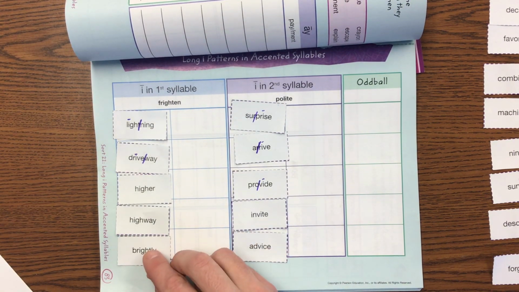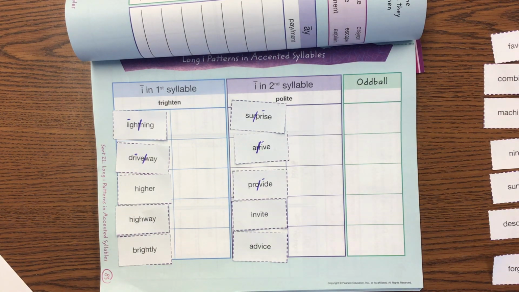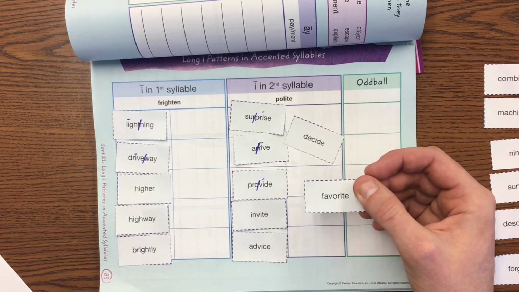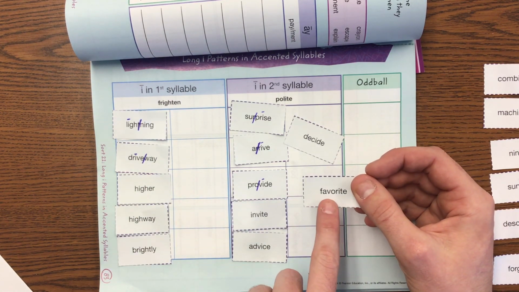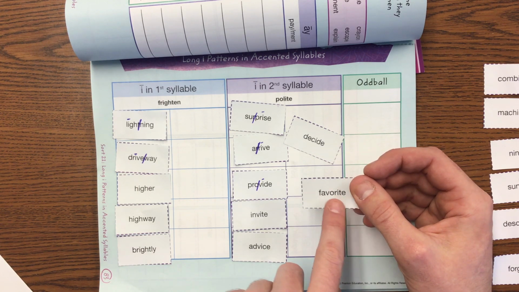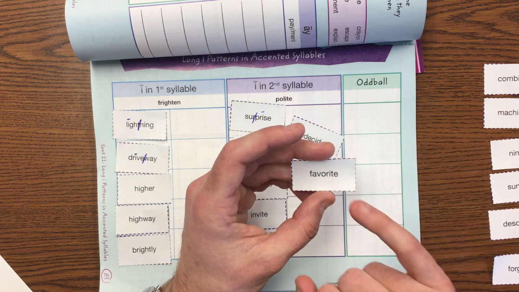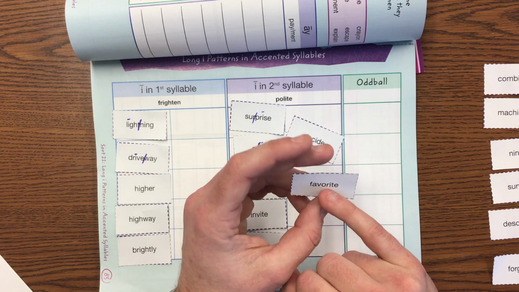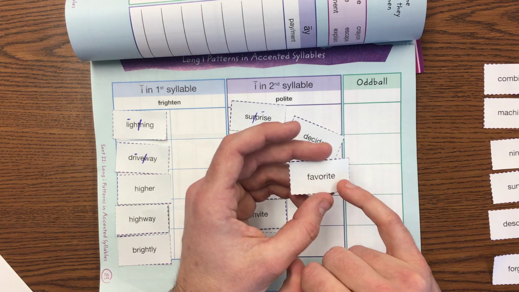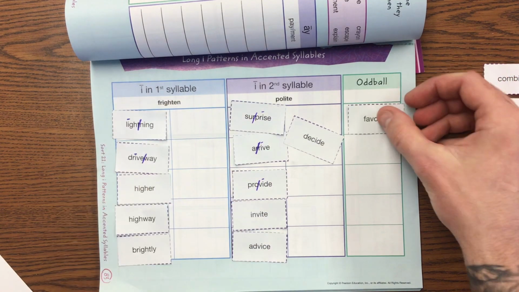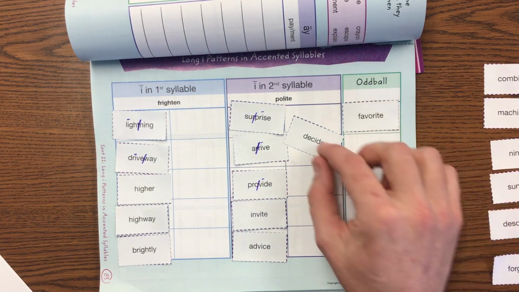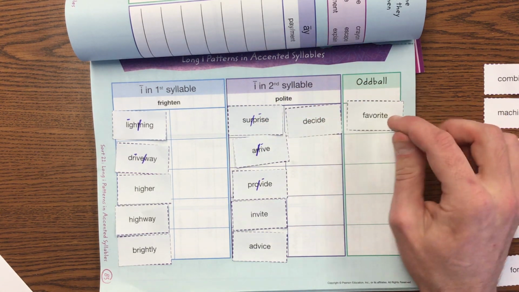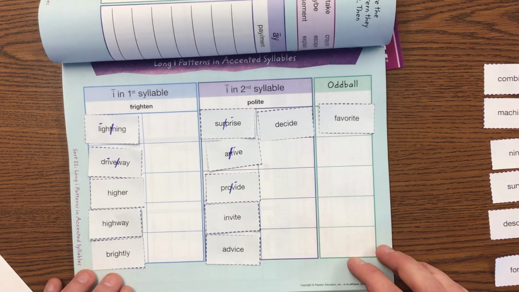Brightly. Decide. Now, favorite. Favor-it. Oddball. We'll talk about why it's not working another time. This is an oddball because it follows, you can see, I, consonant E. But this one's odd because we don't say fav-rite. You don't say favorite like that. You say favor-it. That's why it's an oddball, because it doesn't follow that rule. Okay?